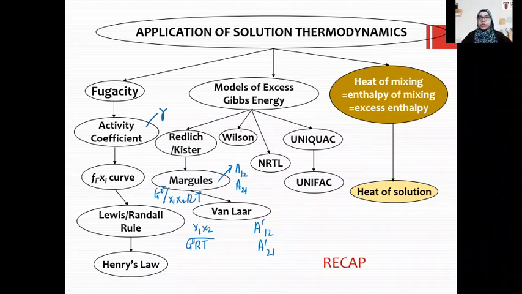We have also been introduced to the local composition models such as Wilson, NRTL, UNIQUAC, or the improvised UNIFAC, that basically focus more on the interaction among the species. In this part, we will move to the heat of mixing, which is equivalent to the enthalpy of mixing and excess enthalpy that gives a heat of solution. We will discuss this further.